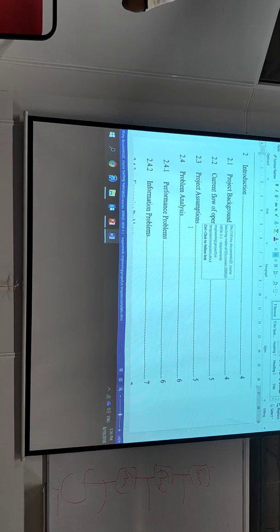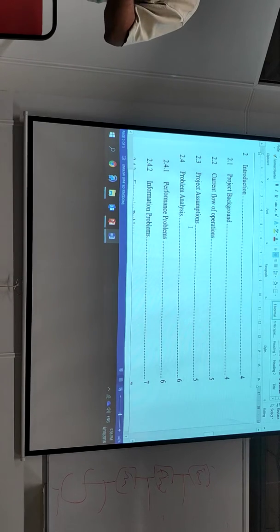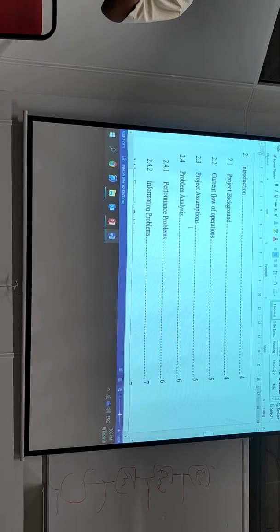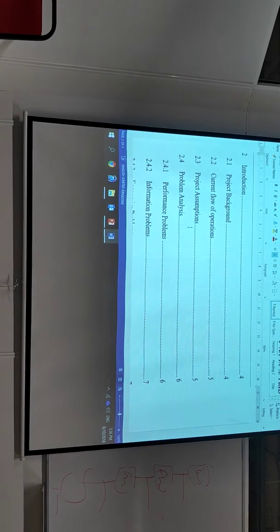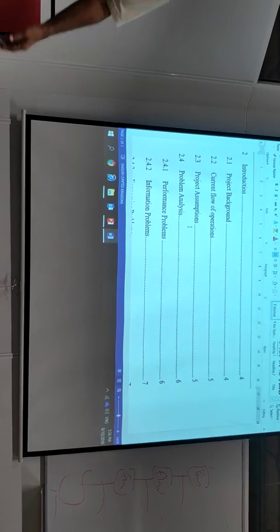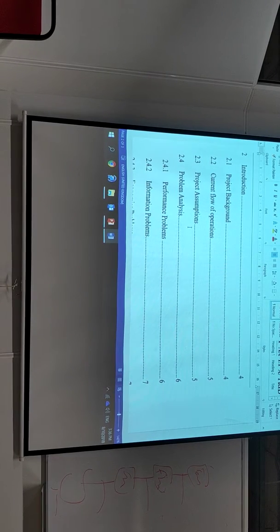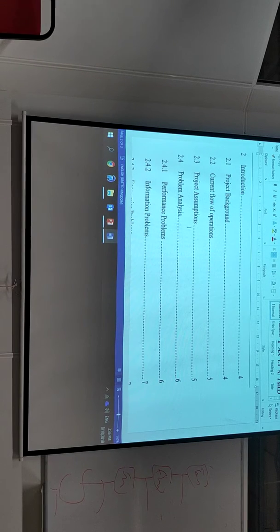Now, the current flow of operation has to be in diagram form. You can write, but pictures are better. Write and support it with the diagram. Now comes your big headache: problem analysis, the title, and the class rep didn't ask, that's why you all are going to fail.